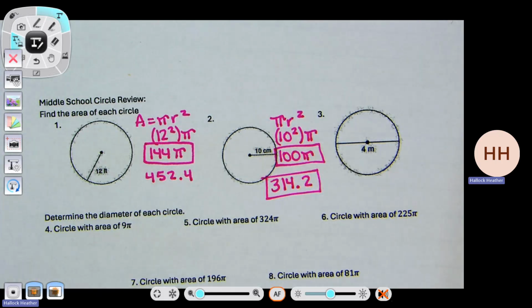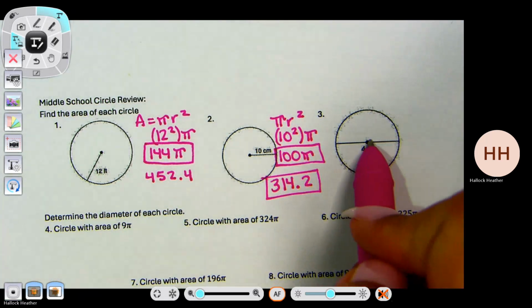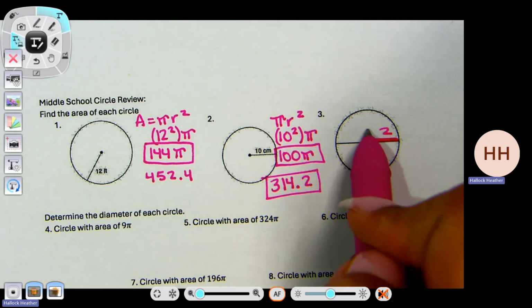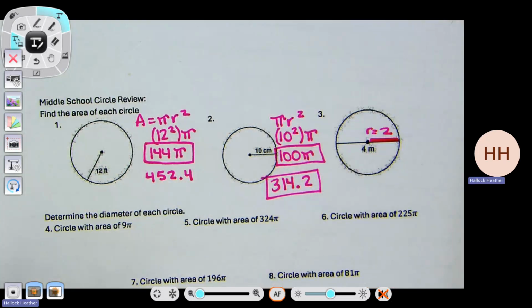Okay, so what's different about number 3? It has the whole thing. So how much is the radius if the whole thing is 4? The whole thing's 4, so how much is the radius? 2. So my radius is 2. The diameter is the whole distance, so the diameter is 4. If you get the diameter, then you have to cut it in half to represent the radius.